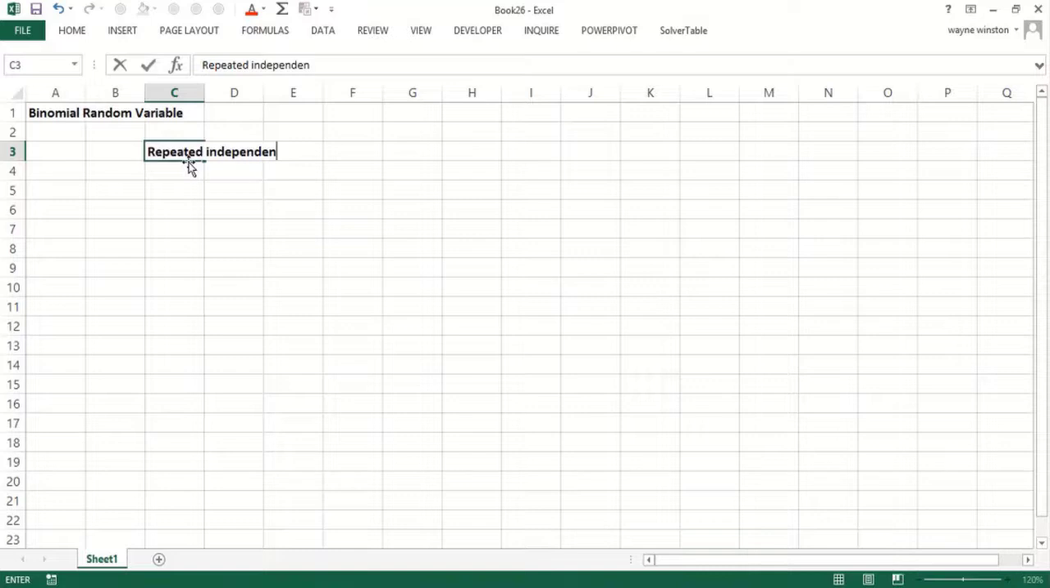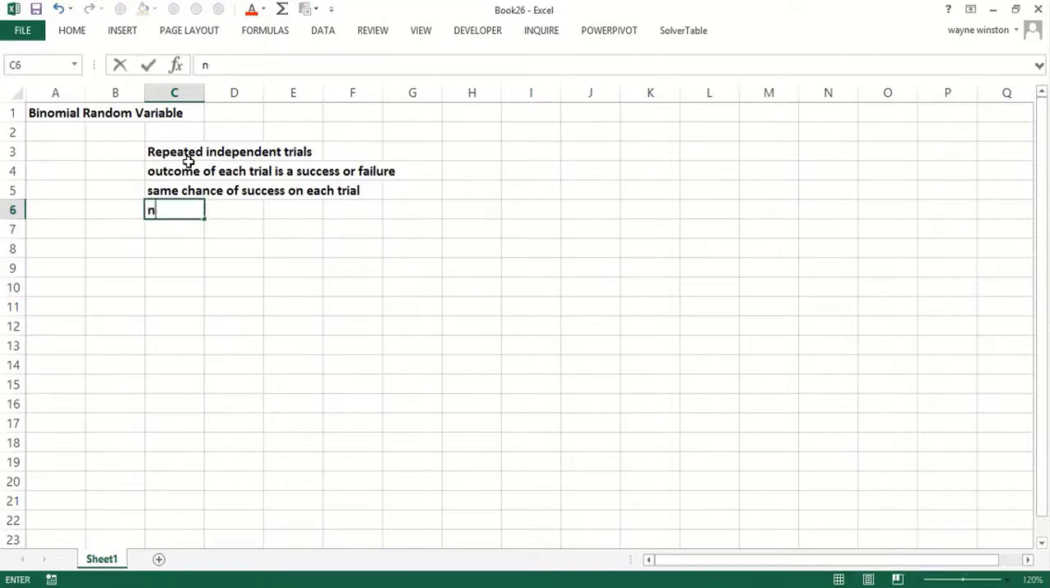Independent means the outcome of one trial doesn't affect the other. The outcome of each trial is a success or failure. We'll give you some examples in a minute. And there's the same chance of success on each trial. Okay, so we use the notation n is the number of trials, and p is the probability of success on each trial.